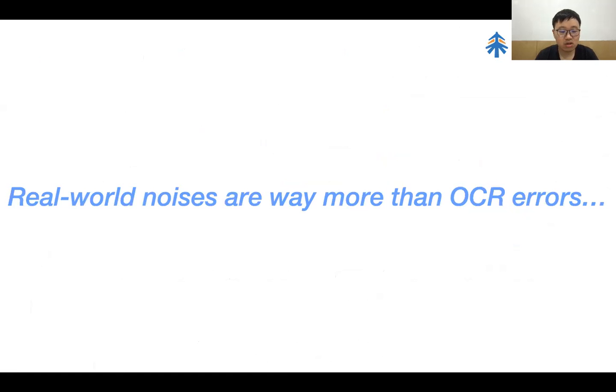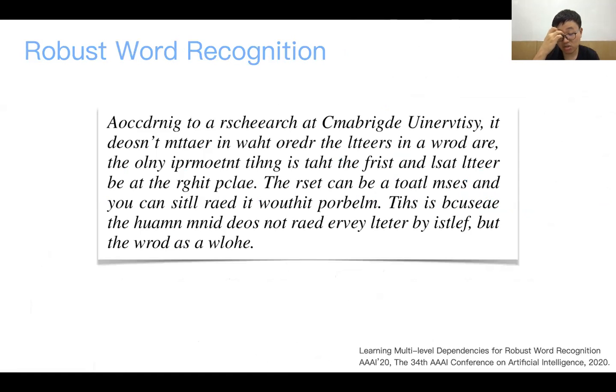Okay, so this is just one example of building a practical multimodal machine learning solution in educational scenarios. As we all know, real world noises are way more than OCR errors. So here I show another example. I put a paragraph of text here. People may still read the text, right?